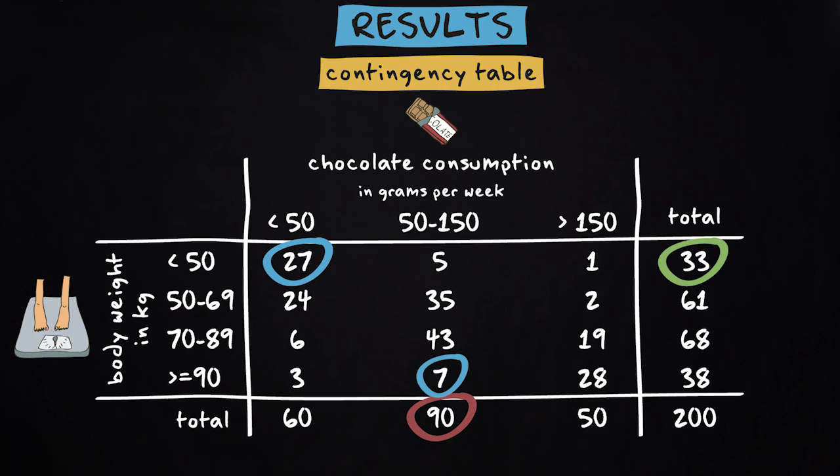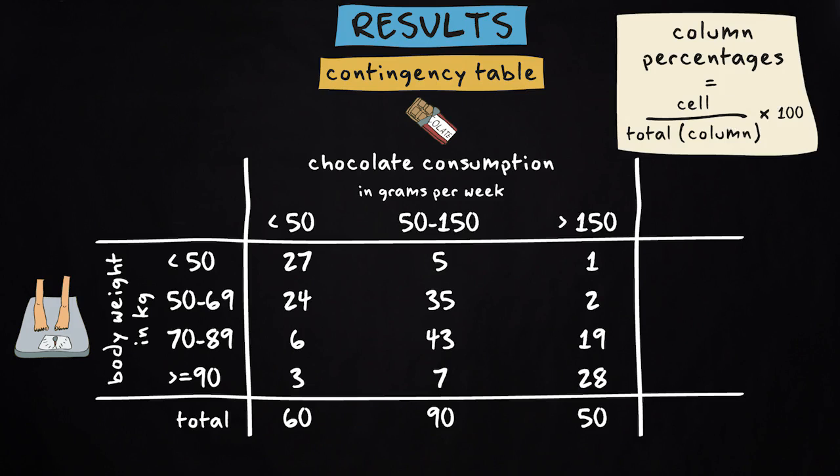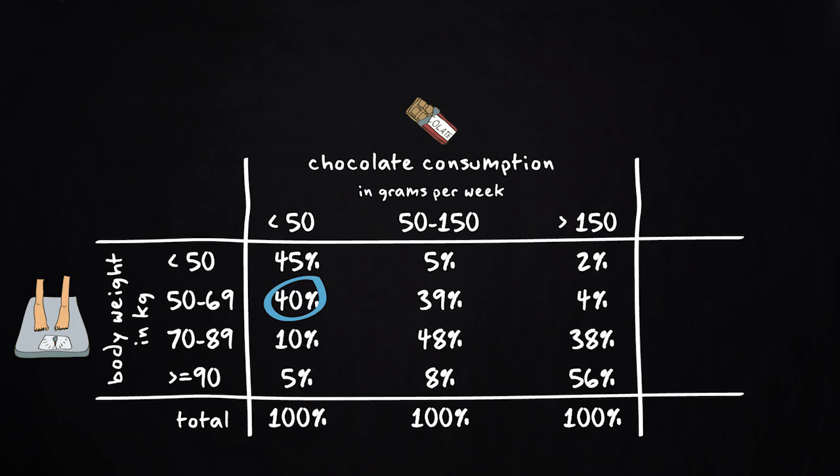In this form, the table does not tell you much yet about the correlation between the two variables, because the columns and rows contain different numbers of cases. It provides more insight when you compute percentages. And in this case, we compute column percentages. This means that for every cell, we compute a percentage of cases in that cell compared to the total number of cases in the corresponding column. So, for instance, in this cell, we have 24 cases. The total number of cases in the column is 60. So the percentage is 24 divided by 60 times 100. That equals 40%. When we do that for every cell, this is the result.